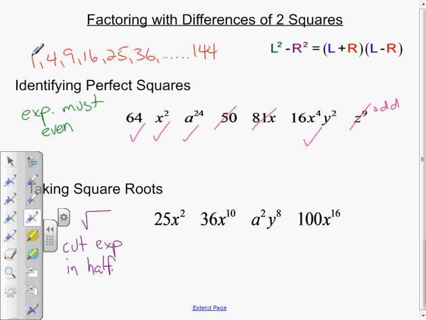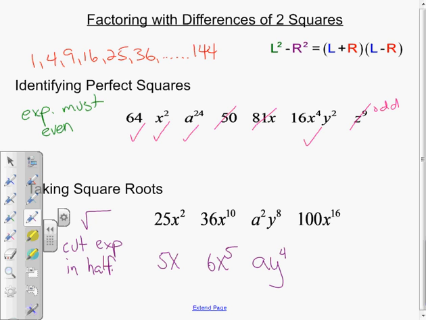So we see that if we're going to take some square roots here, everything in this list is a perfect square. So what is the square root of 25x squared? It's 5x. And 36x to the 10th is 6x to the 5th. Again, noting that I am cutting the exponent in half. And when I cut 2 in half to get 1, I don't write the 1. Continuing on, it's going to be a to the first, not written with the 1, y to the 4th when I square root this next term.